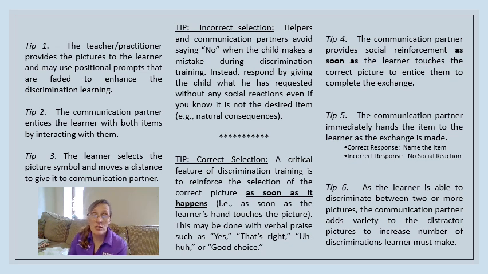Tip number 6, as a learner is able to discriminate between 2 or more pictures, the communication partner adds a variety to the distractor pictures to increase the number of discriminations the learner must make. This is actually built into the targets. The way that we have the targets designed, it's built into them.